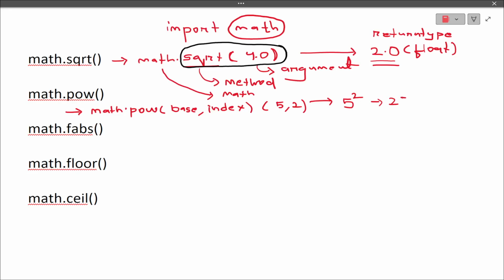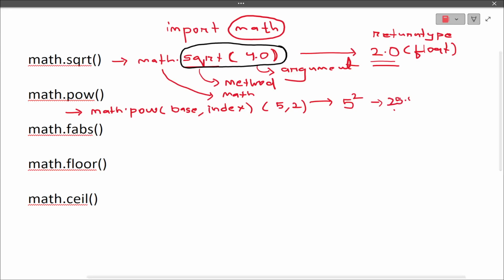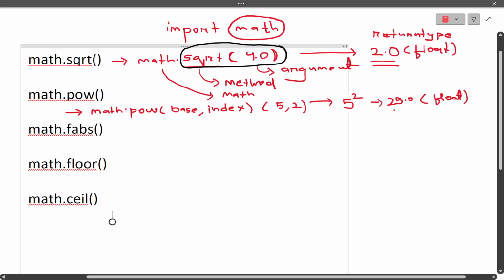When it is 5 to the power 2, what will I get? Again the same question: will I get 25 or 25.0? What I mean by 25 is whether my answer will be an integer or a float. This particular answer will be in float itself. So whenever somebody asks you the return type of math.pow, you say it will every time give the answer in float. Did you get this? This math.pow demands two arguments: first you write the base, then the index.